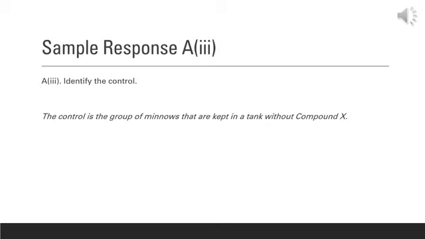For Sample Response A, part 3, we are asked to identify our control. In this case, the control is the group of minnows that are kept in the tank without compound X. Remember that the control is what we are keeping as close to normal as possible. In this case, the normal condition for the minnows is an environment that is without compound X.